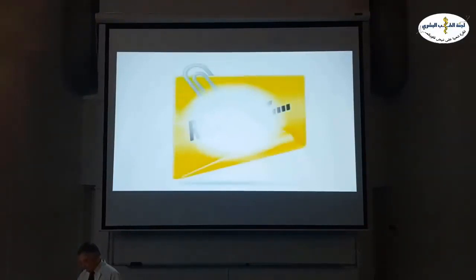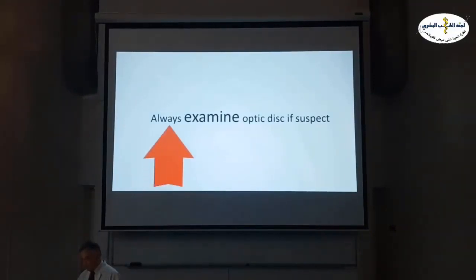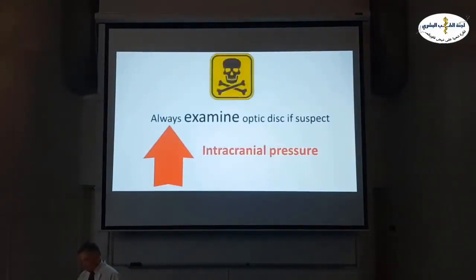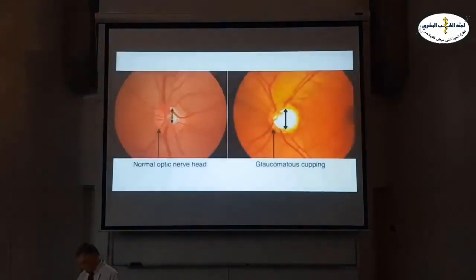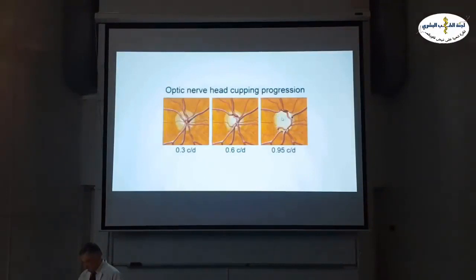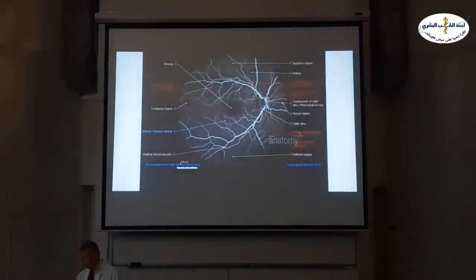Next. Remember, always examine the optic disc if you suspect increased intracranial pressure. This is a normal optic disc or optic cup. This optic cup is much larger. Okay, it should be 1/3. With increased intraocular pressure, the optic cup will get larger and larger.